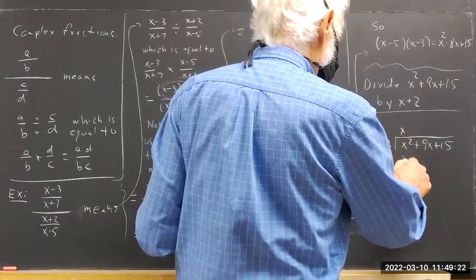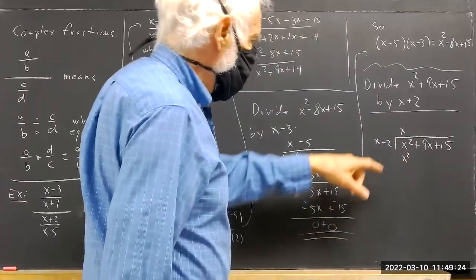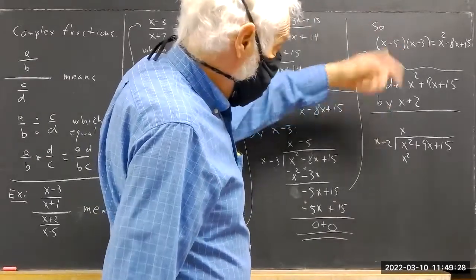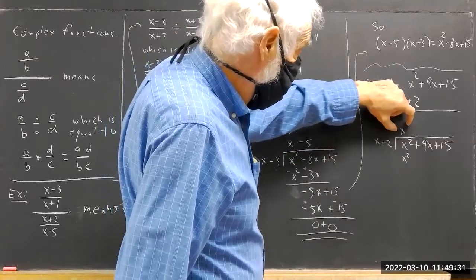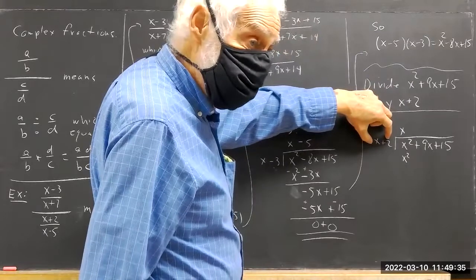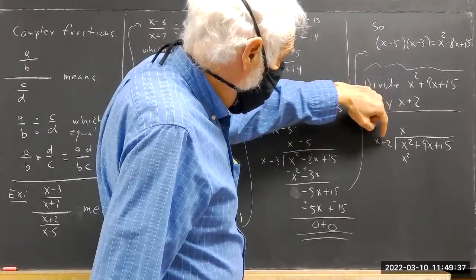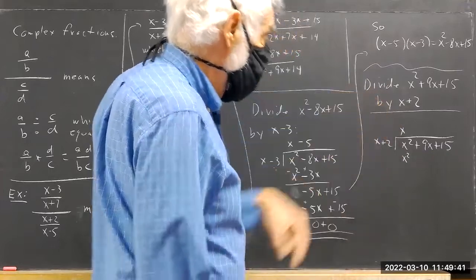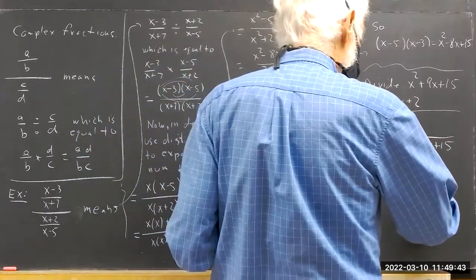x times x gives us x squared. But we're multiplying x by the whole x plus 2, right? Because in the long division algorithm, you multiply whatever you have here by whatever you have here. What we have here is an x plus 2. So x times x plus 2 gives us x squared, but then we have to do the x times 2 because that's the distributive law.